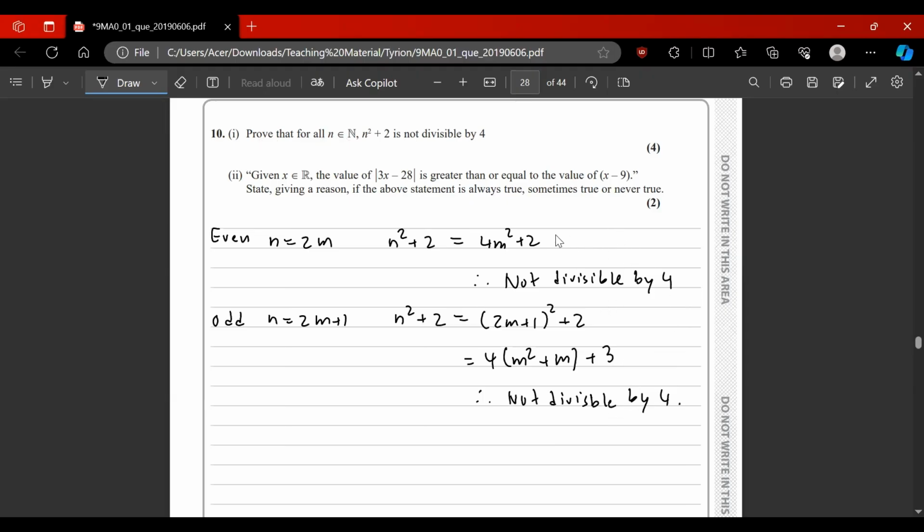So the mark distribution here is showing the two different cases, which gives you 1 mark each. And then for each of them, showing that they're not divisible by 4 gives you the fourth mark.